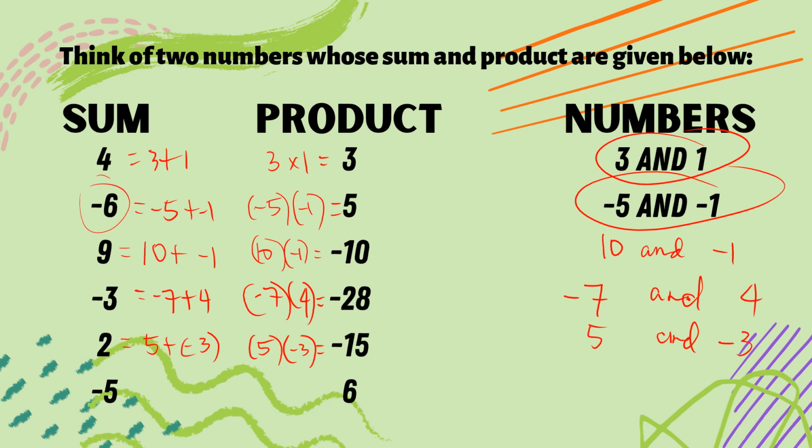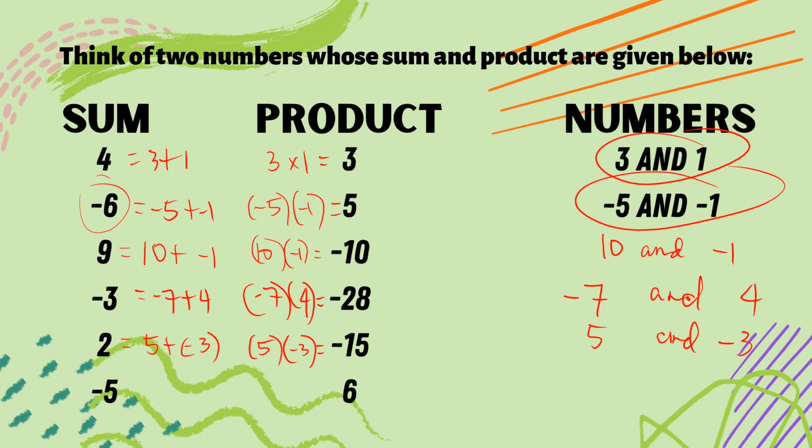And for the last one, the product is 6 and the sum is negative 5. Ano kaya yun? Sum is negative 5. It's either you add two negative integers or magkaibang sign but higher si negative. But if your product is positive, that means you are multiplying two integers with the same sign. So it's either positive positive or negative negative. But since the sum is negative, isipin natin na negative negative pareho yun.